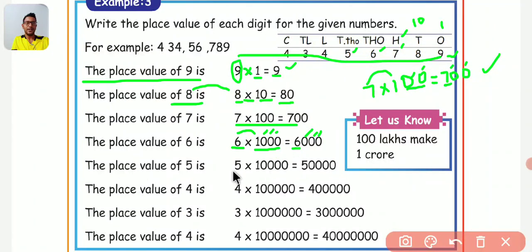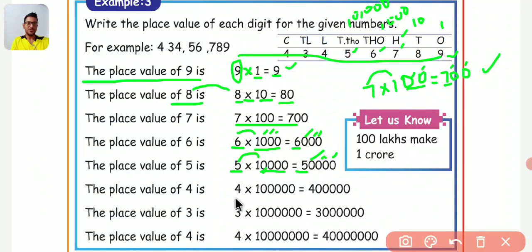Next, the place value of 5. I write the number as itself, 5. 5 is in the ten thousands place. Ten thousands means 10,000. You have to write 10,000. So you multiply 5 cross 10,000, 50,000. If you don't know how to multiply it, 5 ones are what? 5. Just write 5. Then you add the remaining zeros, 1, 2, 3, 4. This is the way of finding the place value.